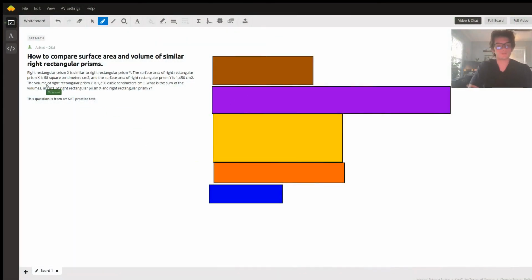Okay, so the question given is how to compare surface area and volume of similar right rectangular prisms. First, make sure we understand what it means by similar right rectangular prisms. What this means is that each dimension of one right rectangular prism is going to be multiplied by a similar factor, which is going to equal the dimensions of another right rectangular prism. And this is what it's going to look like.